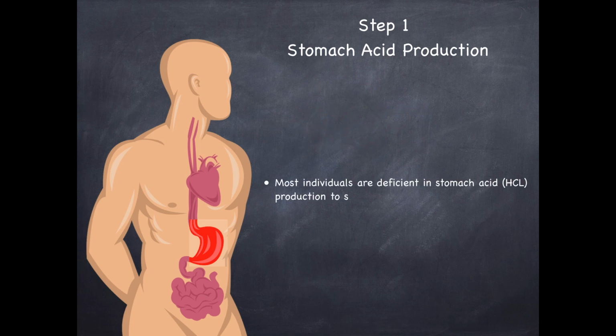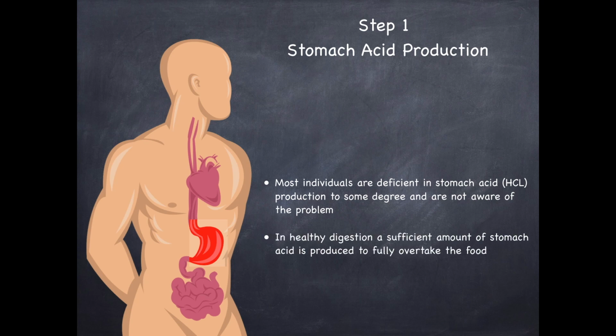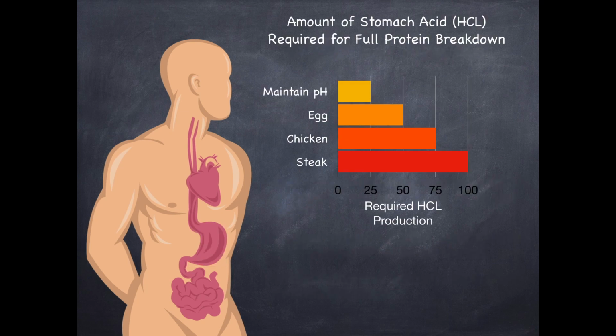Most individuals are deficient in stomach acid production and they are not aware of it. In a healthy digestive tract, a sufficient amount of stomach acid is produced to fully overtake the food. Over time, even a small portion of undigested food can create health problems. Stomach acid is a ratio. The body determines how much it needs per meal.